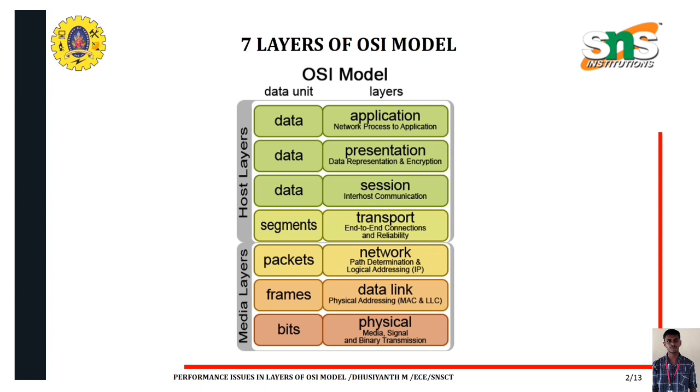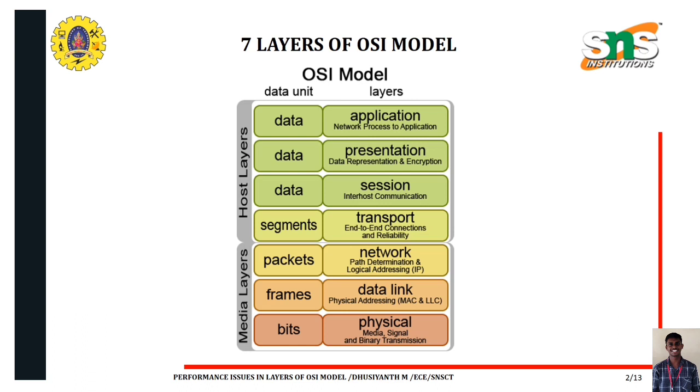These are the 7 layers of the OSI model. First of all, the physical layer, second layer is data link, and the third layer is network, and the fourth layer is transport, and fifth layer is session, and sixth layer is presentation, and seventh layer is application.